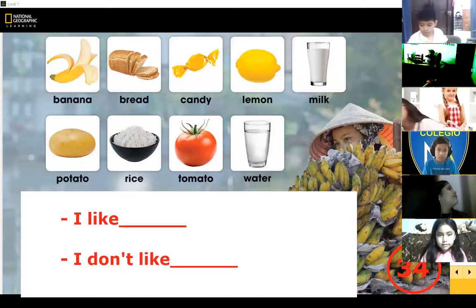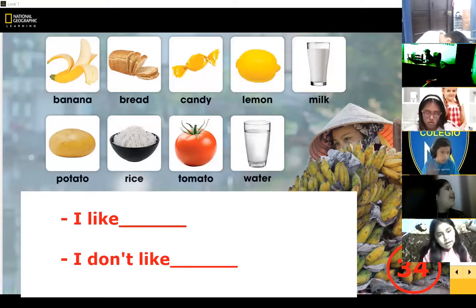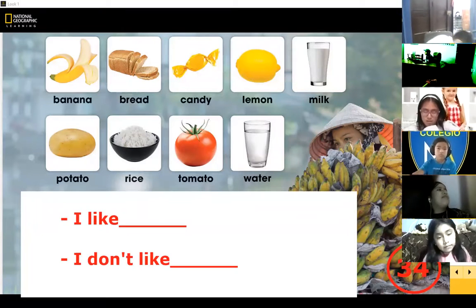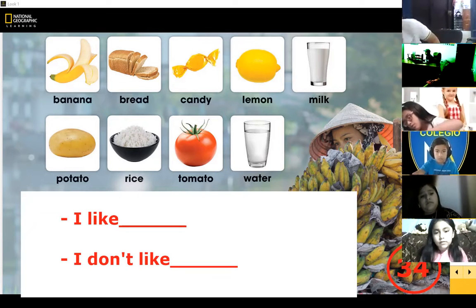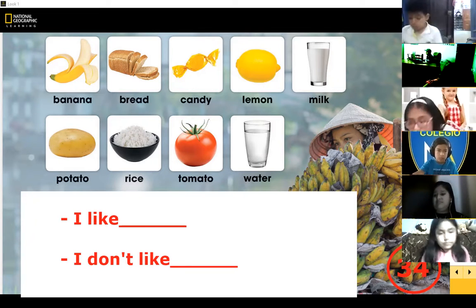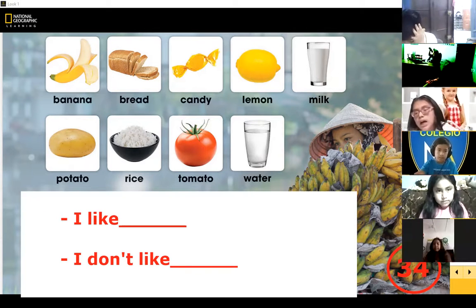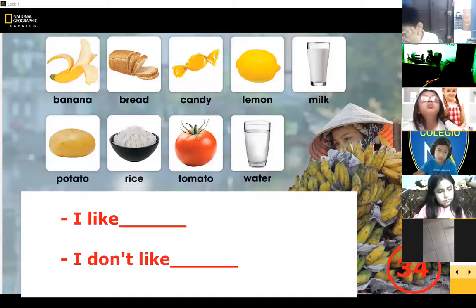I like milk. And bread. And rice, and potato and lemon. I don't like banana. I don't like tomato. And water. I don't like water. Vamos, Geraldine. I don't like water. Excellent. Thank you very much, Geraldine. Very good. You're working okay.